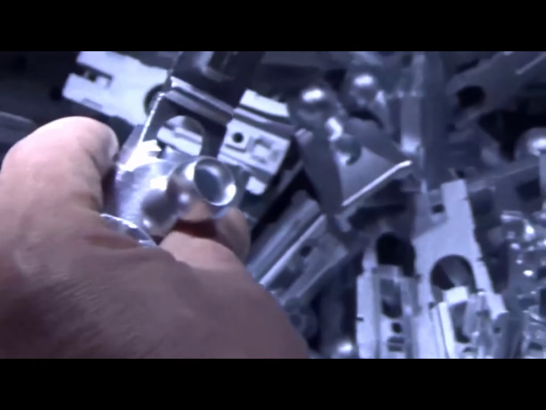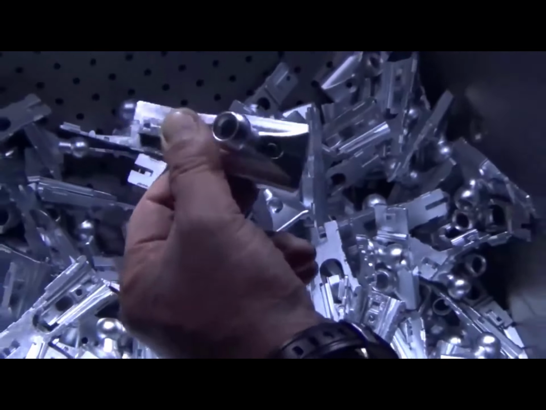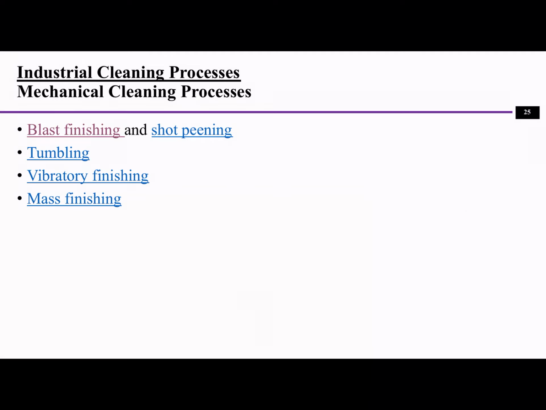You can see during this process, there are a lot of abrasive materials that actually interact with the surface of all these parts, and this is how it removes or cleans the surface of the parts. Next, shot peening.